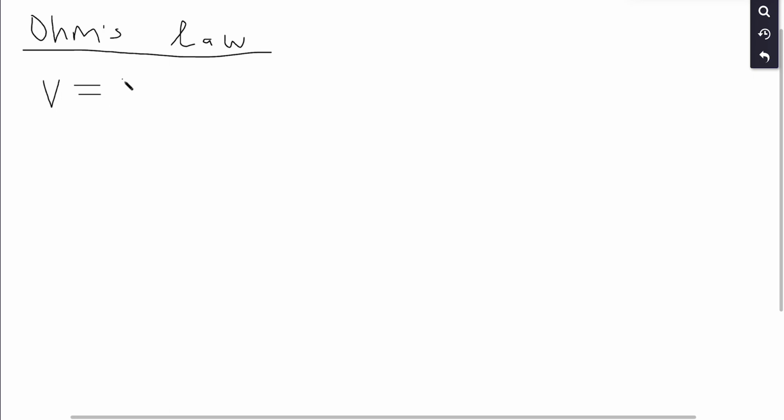So Ohm's Law, let me write it down here. Ohm's Law just states that voltage is equal to current times resistance. And this equation can be manipulated to get the resistance or the current.